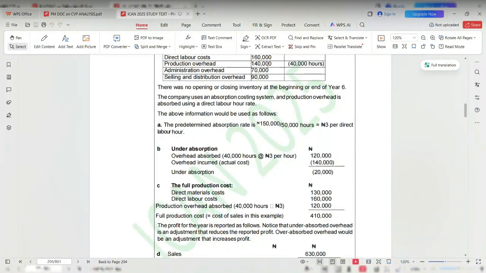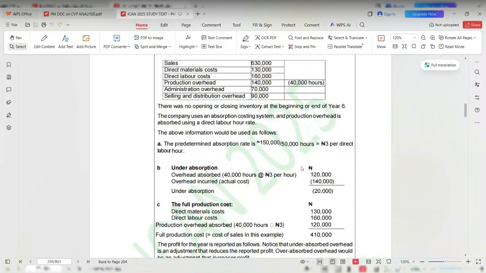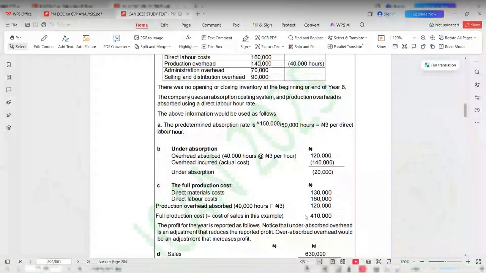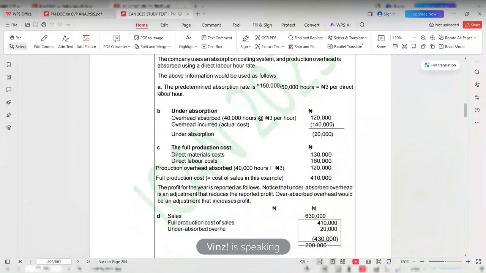So the full production cost will be direct material, direct labor. Direct material is 130,000, direct labor is 160,000, then our overhead is 120,000. I believe we are still together, right? Yes, we are together. All right. So the profit for the year is reported.